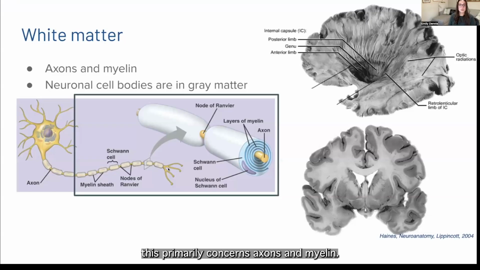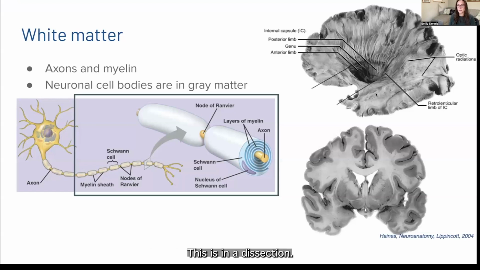This primarily concerns axons and myelin. The neuronal cell bodies are mostly in the gray matter. So recall that around the axons, we have these Schwann cells in the central nervous system that are cells that surround the axon and make up the myelin, the fatty insulating layer that helps axons transmit their signals. And in a brain, this is what it might look like.